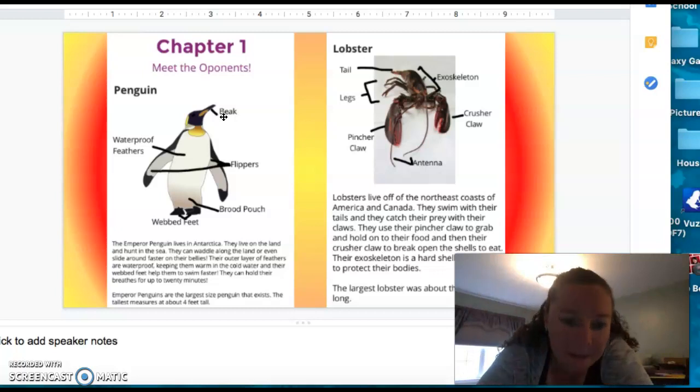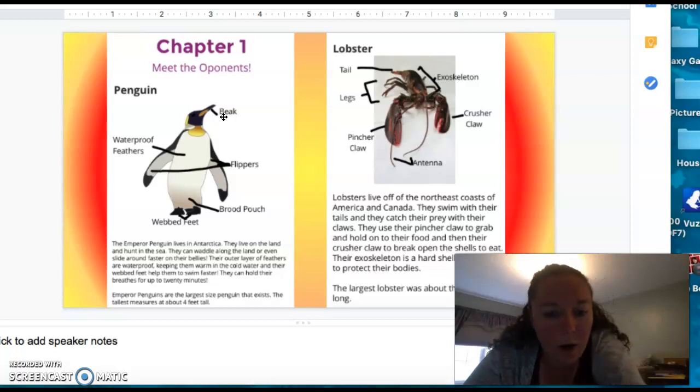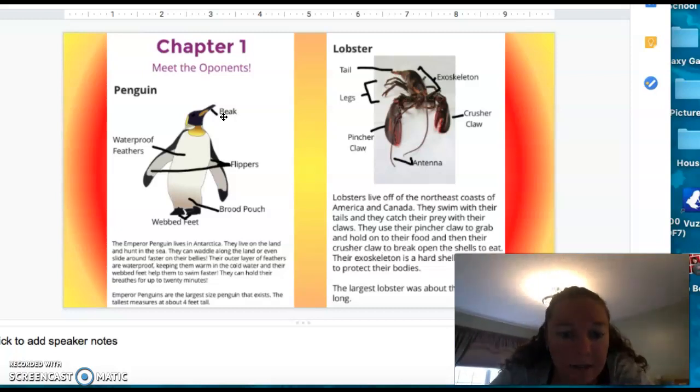So for the penguin, it says, The emperor penguin lives in Antarctica. They live on the land and hunt in the sea. They can waddle along the land or even slide around faster on their bellies. Their outer layer of feathers are waterproof, keeping them warm in the cold water, and their webbed feet help them to swim faster. They can hold their breath for up to 20 minutes. Emperor penguins are the largest size penguin that exists. The tallest measures at about 4 feet tall.